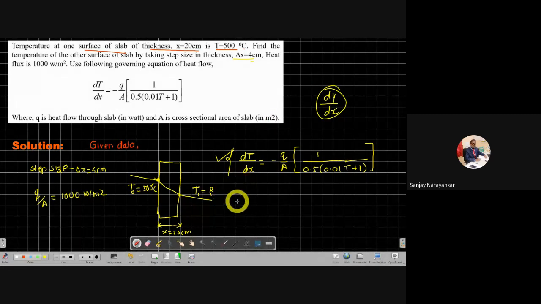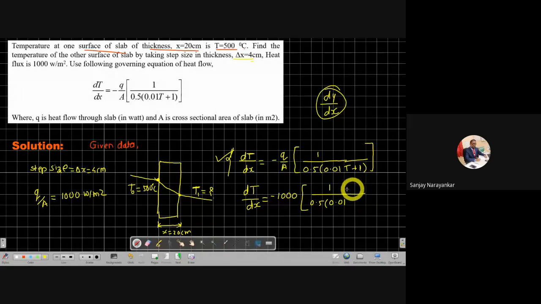Isn't it so? So simplify this equation. Let's say that dT by dx is equal to the value of Q by A, which is already given. Generally, students make a mistake. It is heat flux which is given, in watt per meter square, right? Per unit area. So that's why Q by A is given. So this value you have to substitute, like 1000, okay, 1 upon 0.5 into 0.01.